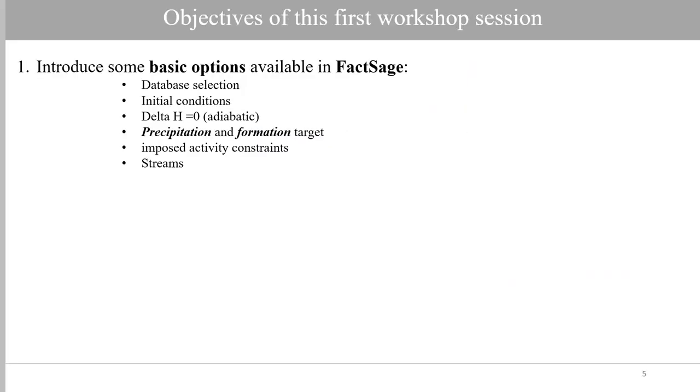So to come back to our FactSage mini workshop, we're going to define the objectives of this first workshop session. So the first objective is to be able to introduce some basic options that are available in FactSage, such as the database selection, the identification of the initial condition, adiabatic calculation, precipitation and formation target options, impose activity constraint, as well as the construction of streams.